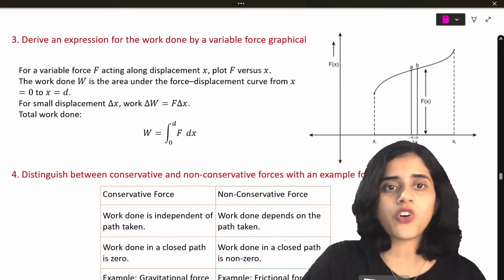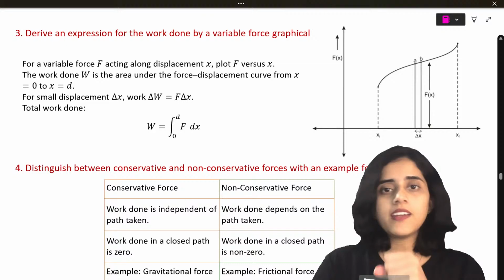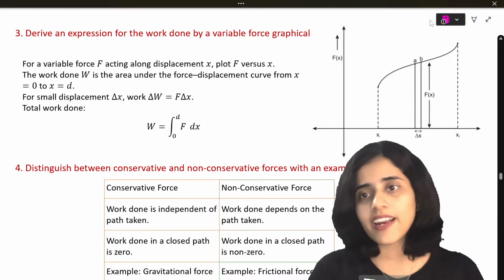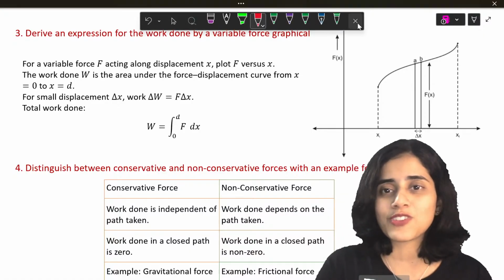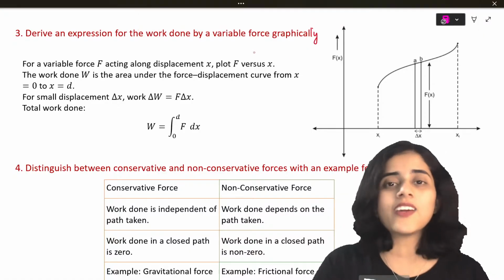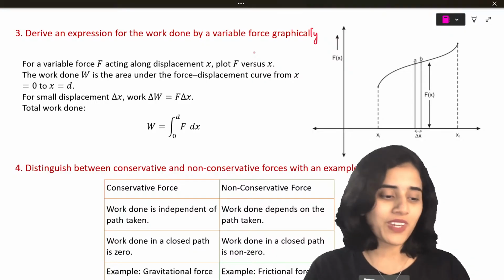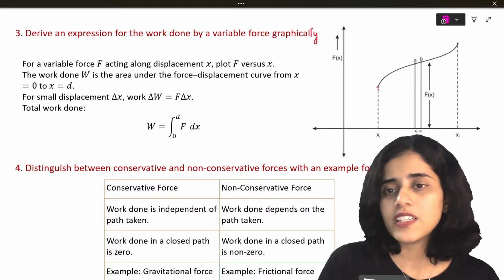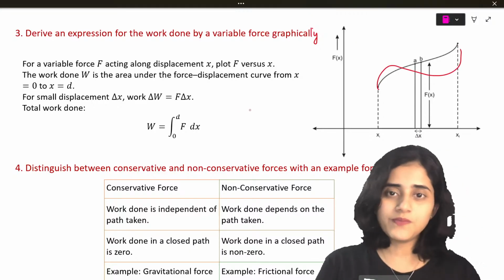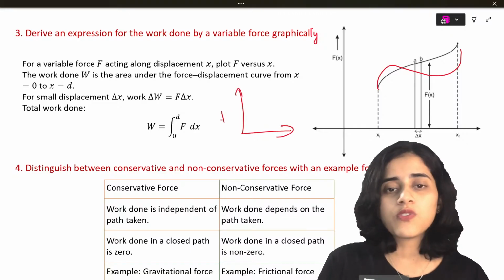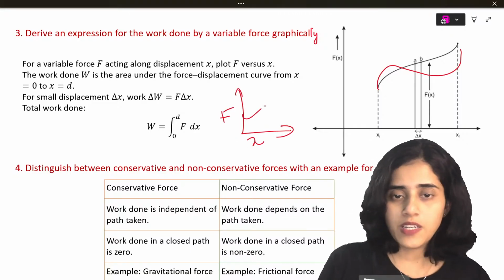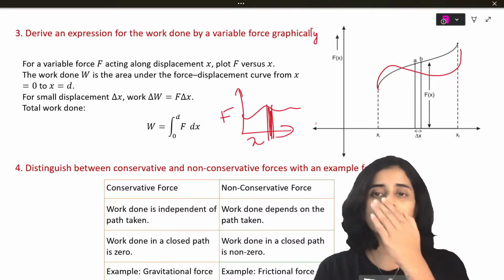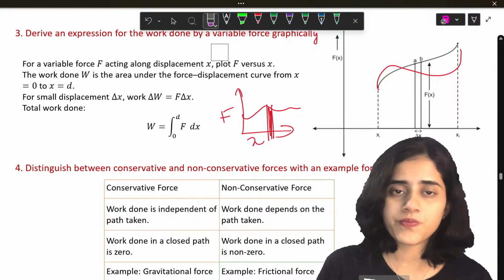Derive an expression for the work done by a variable force graphically. The half of the question is not there. Graphically, or it could be graphical method. How will you do that? So, what's a graph? Any random graph. You just have to have force and displacement and a random graph. And you're going to take a small part of the graph to do your calculation.